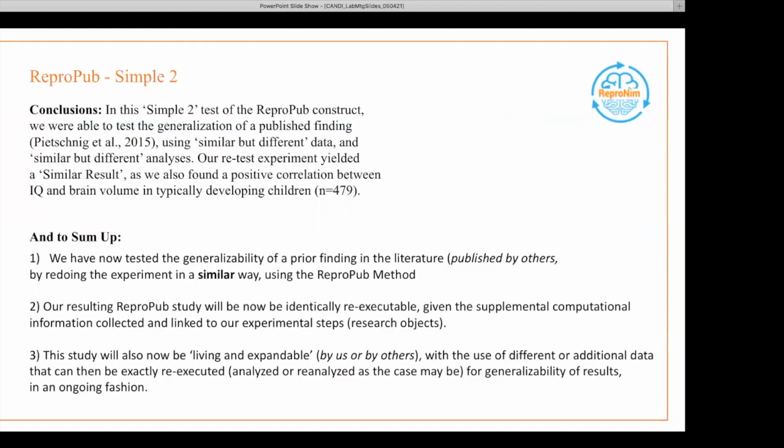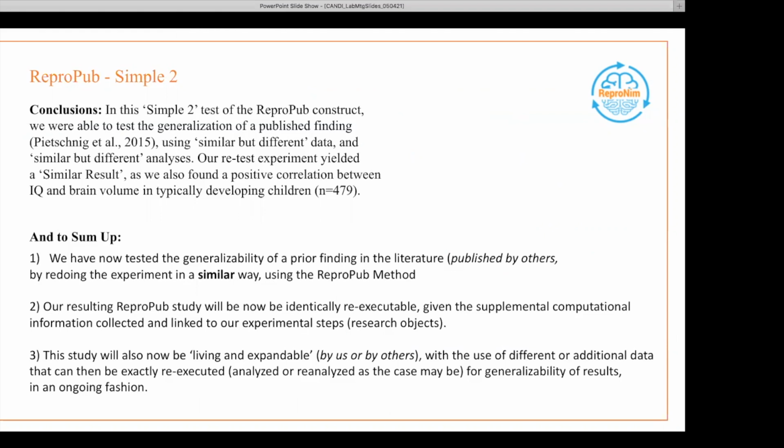So the conclusions for this are that in this simple test of this construct, we actually were able to test the generalization of a published finding using similar but different data and a similar but different analysis. And the retest experiment yielded a similar result. As Ruben folks also found a positive correlation between IQ and brain volume in typically developing children in a fairly large sample of 479 subjects. So they found a similar result to that published by authors earlier in time.